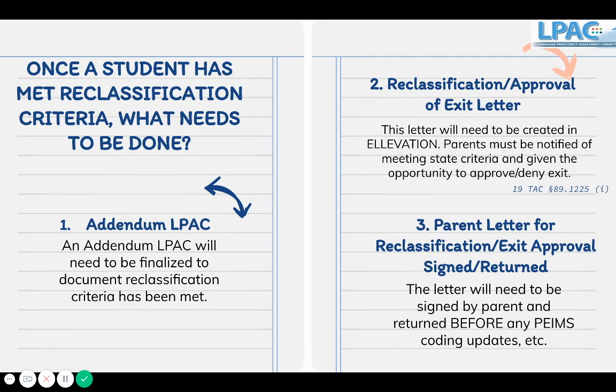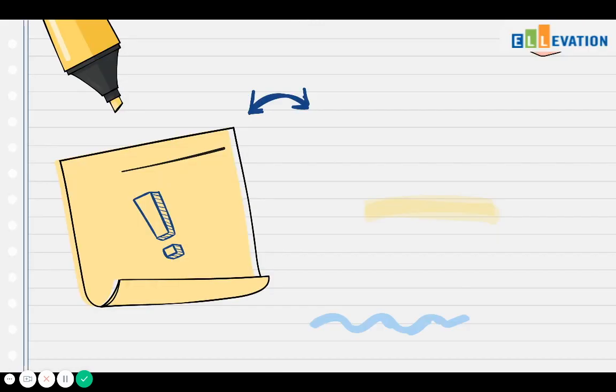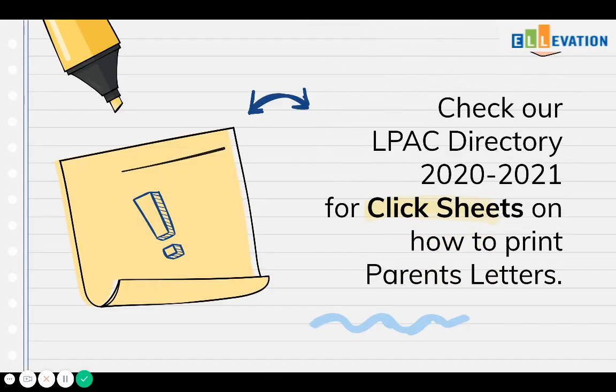Third, the parent letter for reclassification exit approval signed and returned. The letter will need to be signed by a parent and returned before any PIEMS coding can be updated. Please check our LPAC Directory for 2020-2021 for click sheets on how to print your parent letters.